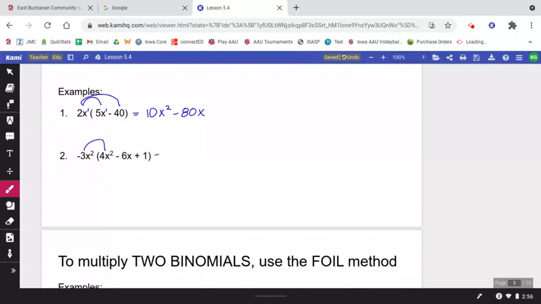On this one, -3 times 4 becomes -12, x to the fourth, plus 18, x to the third, minus 3x squared.